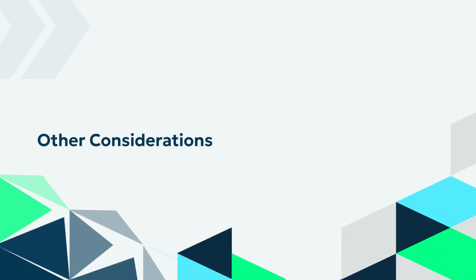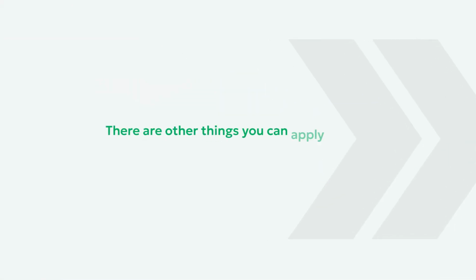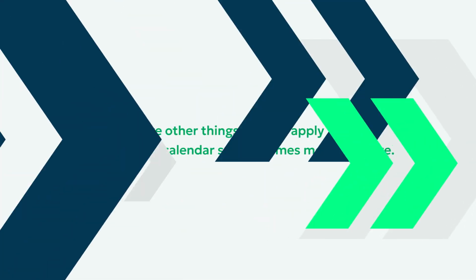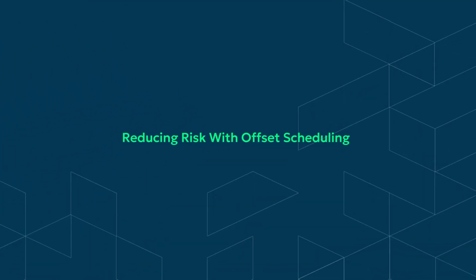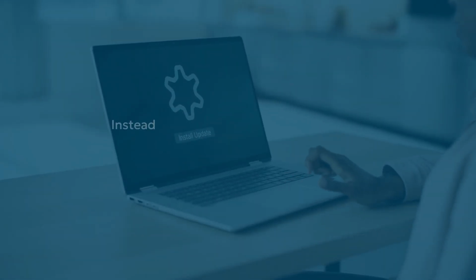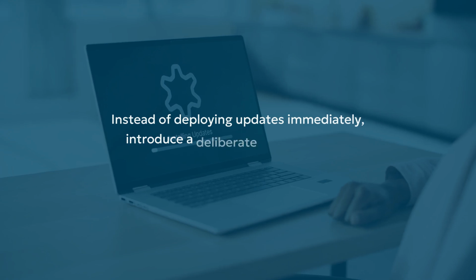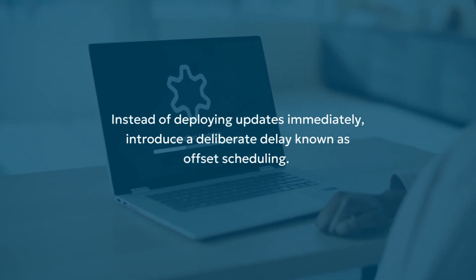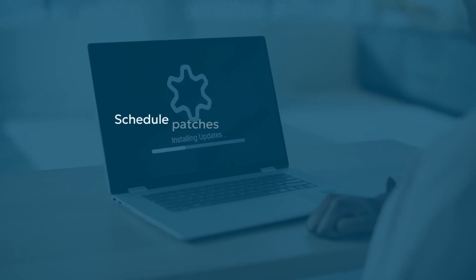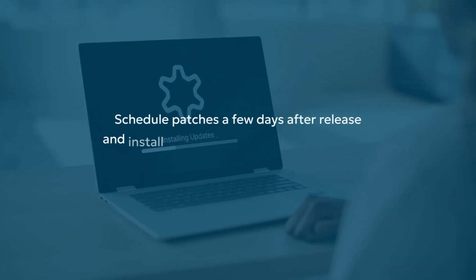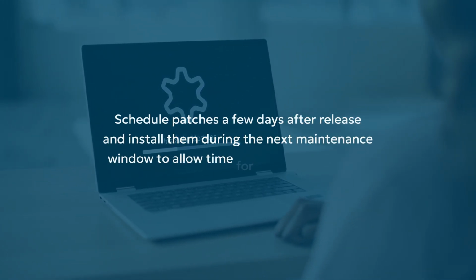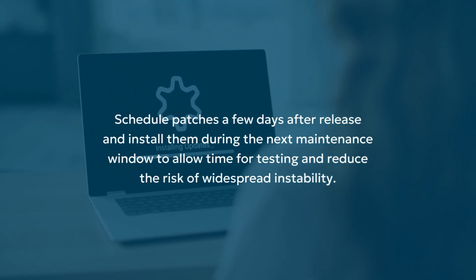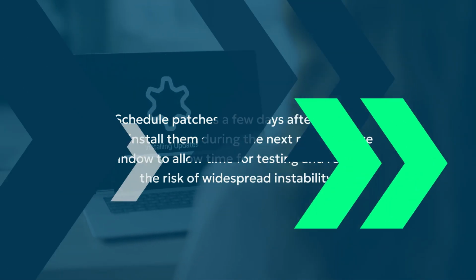Other considerations. There are other things you can apply to your maintenance calendar so it becomes more effective, including reducing risk with offset scheduling. Instead of deploying updates immediately, introduce a deliberate delay, also known as offset scheduling. For example, schedule patches a few days after release, then let them install during the next maintenance window. This gives time for testing and reduces the risk of widespread instability.